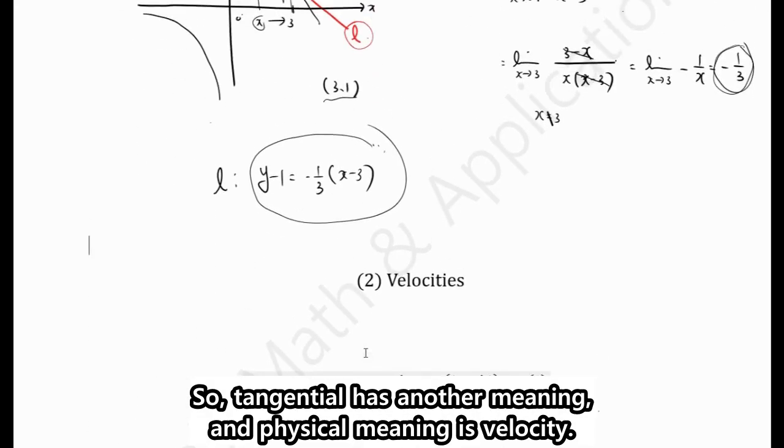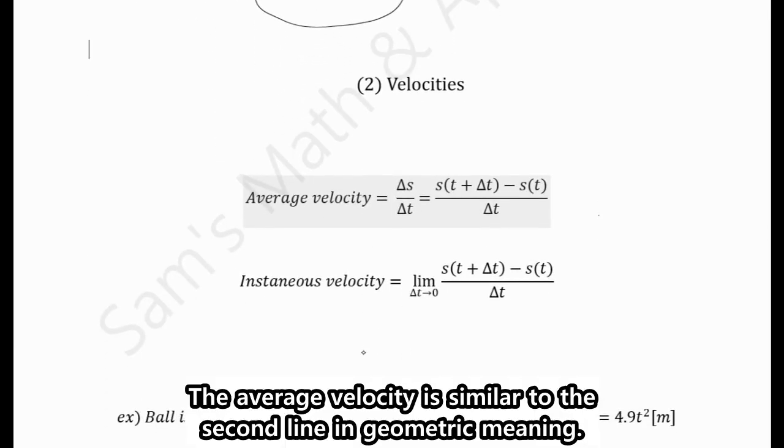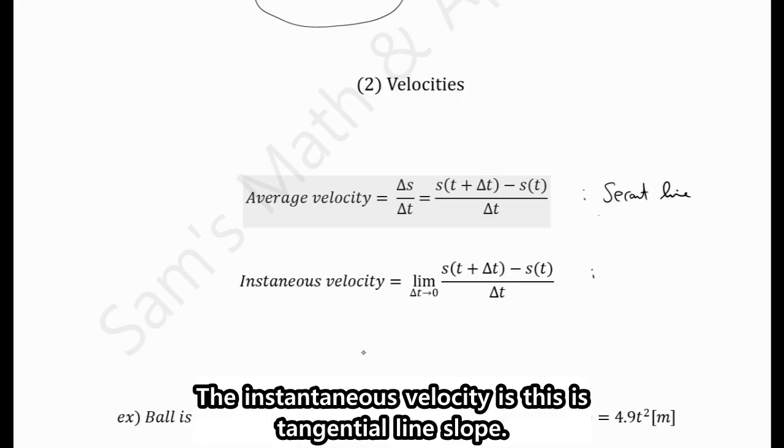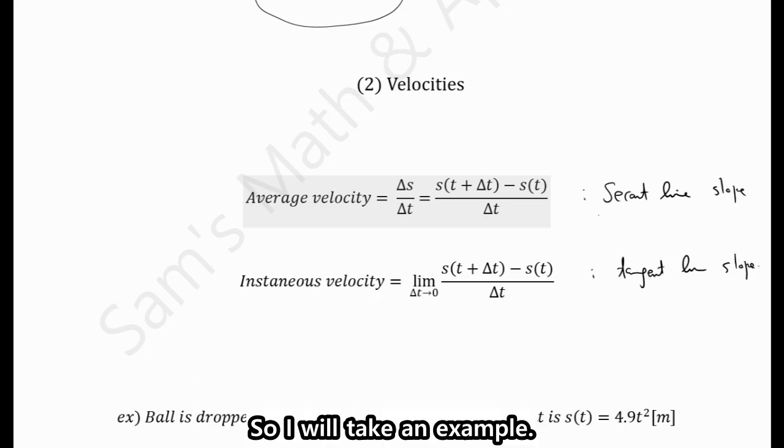So the tangent has another meaning. In physical meaning it is velocity. The average velocity is similar to the secant line. In geometrical meaning, the instantaneous velocity is the slope of the tangent line. So I will take an example.